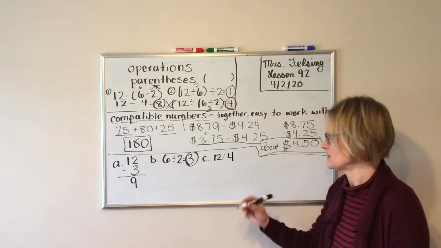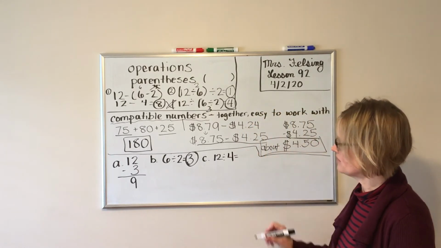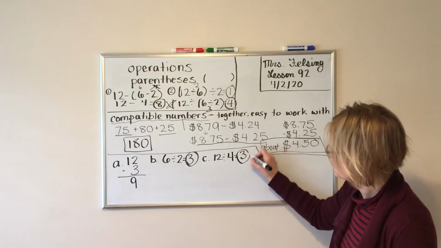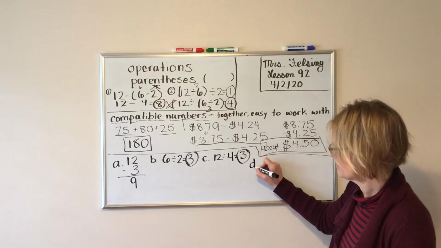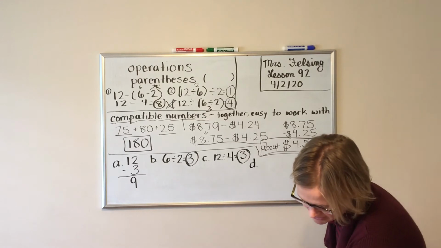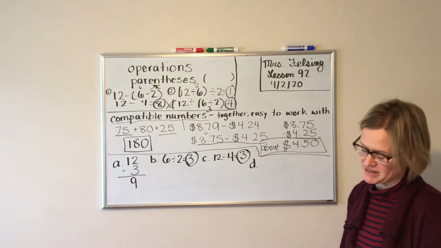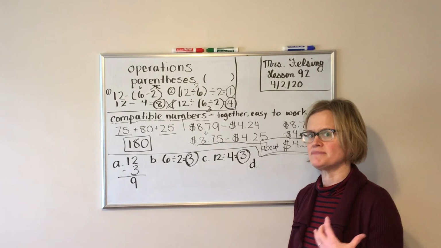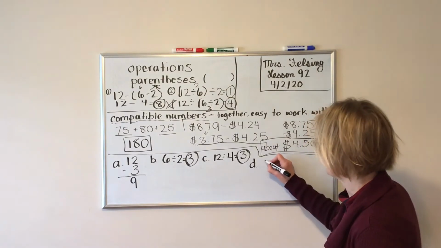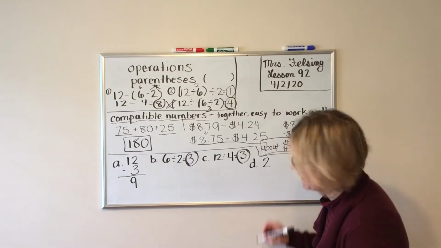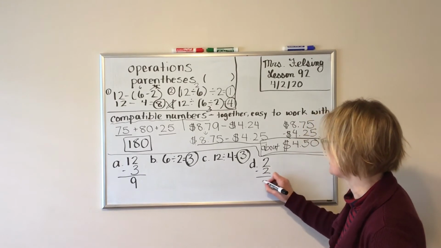So I think, what times 4 equals 12? That would be 3. And then finally for D, 12 divided by 6. What times 6 equals 12? That would be 2 minus 2 is 0.